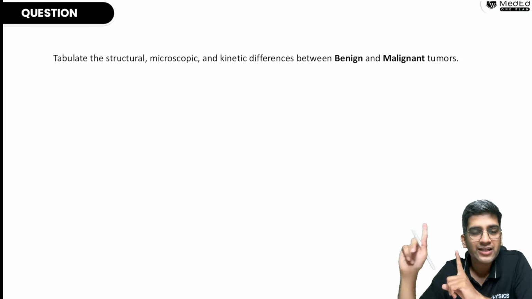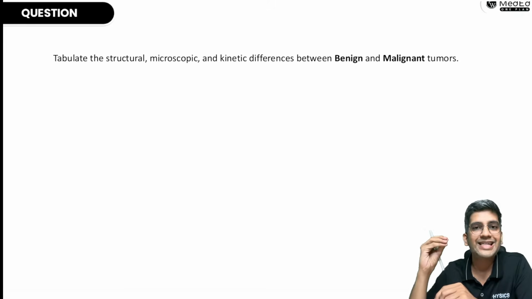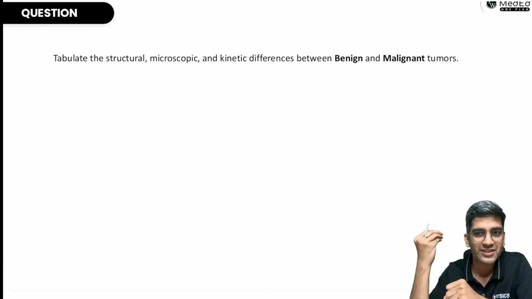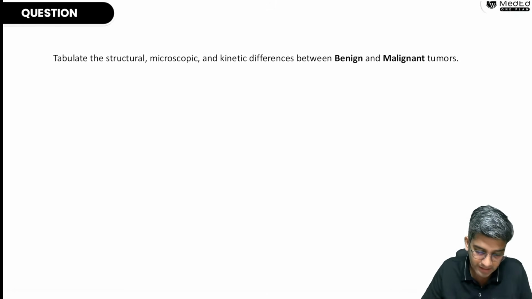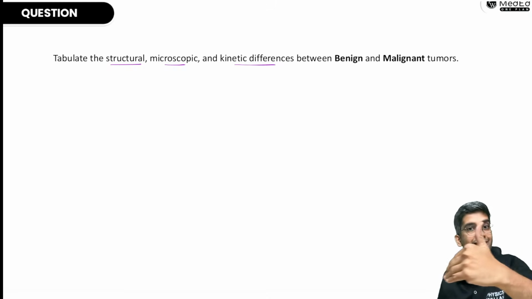Like I said, in an exam paper, always take the first point from the question. It's easy to write an exam paper. MCQ exams might be a bit difficult because I don't have anything in the question sometimes, right? Now look at the question. Tabulate the structural, microscopic, kinetic differences. So they've asked three main points and then divide, right?